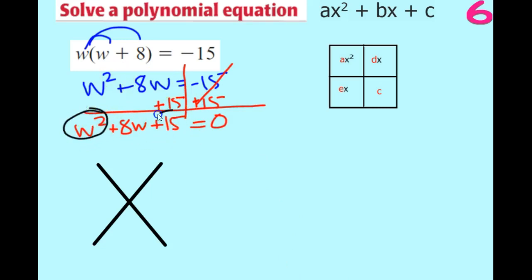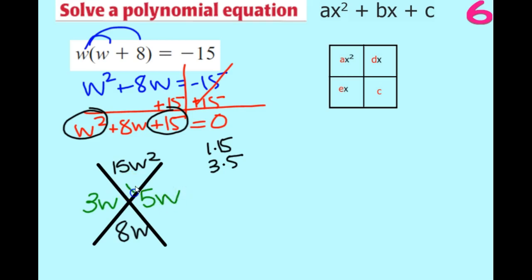Again, multiply the first and the last to get to the top number. The middle goes on the bottom. Now multiples of 15. 1 and 15, 3 and 5, and that's it. So it must be 3W and 5W, which multiply to get 15 and add to get 8.